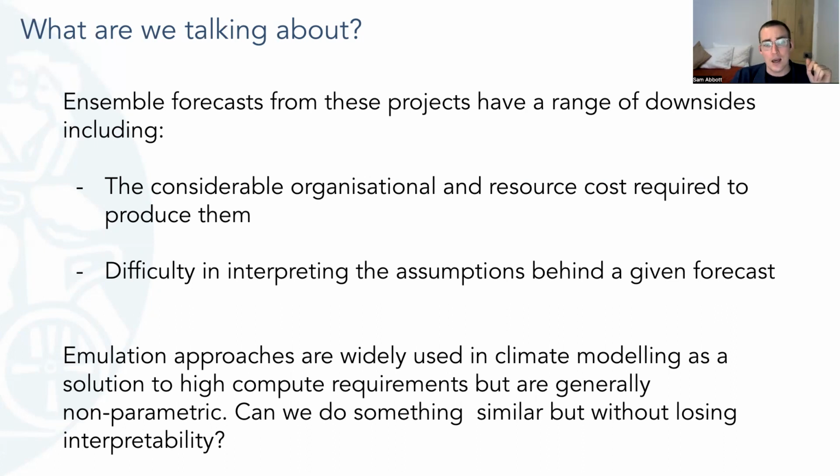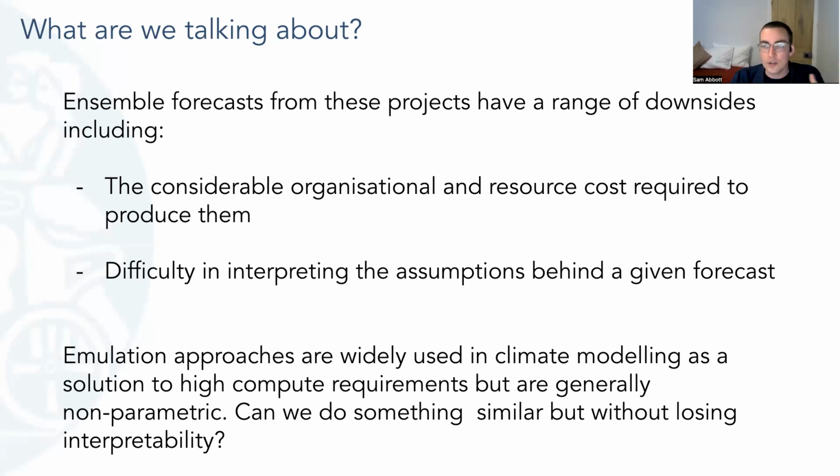So to get around those issues, emulation is often used in climate modeling as a solution. And basically that's generally some sort of non-parametric simplified statistical model of a more complex mechanistic model. However, that really doesn't allow you to have any interpretability, which is something we think is really important. And particularly if we're making policy decisions on these models, we really want them to be interpretable. So can we do something similar to this kind of emulation, non-parametric statistical modeling concept, but without losing interpretability and also without making it a black box?